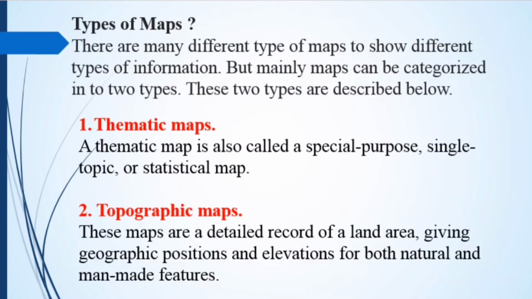Types of maps. There are many different types of maps to show different types of information. But mainly, maps can be categorized into two types. These two types are described below. The first one is thematic maps. A thematic map is also called a special purpose, single topic or statistical map. And the second one is topographic maps. These maps are a detailed record of a land area giving geographical position and elevation for both natural and man-made features.